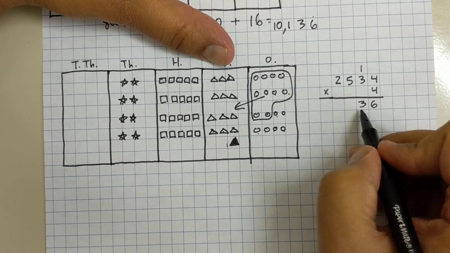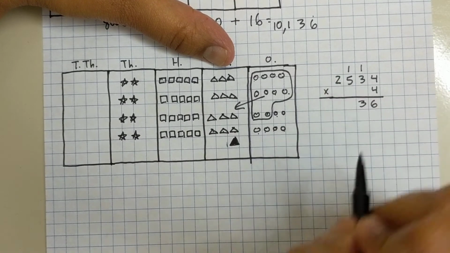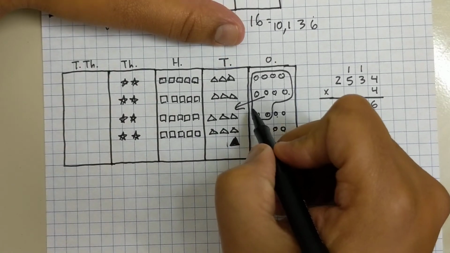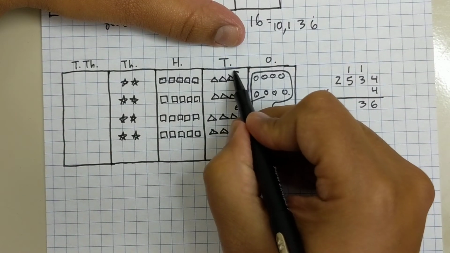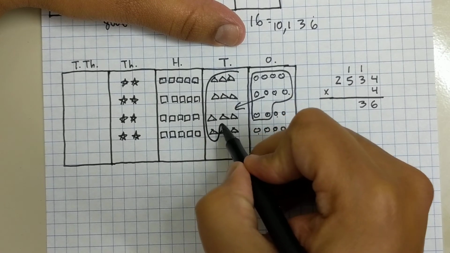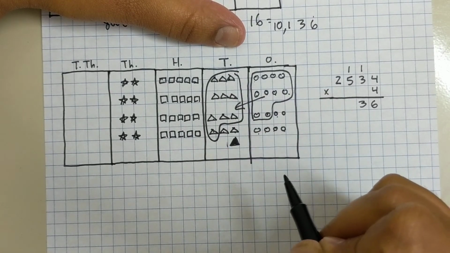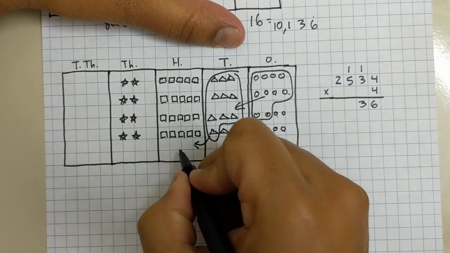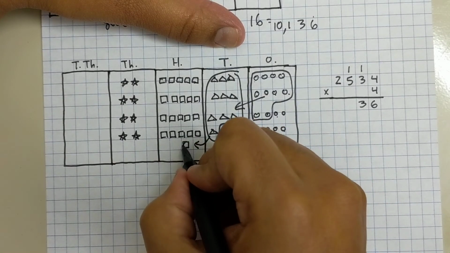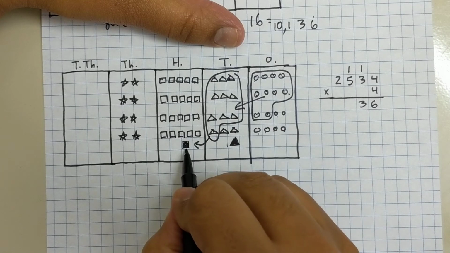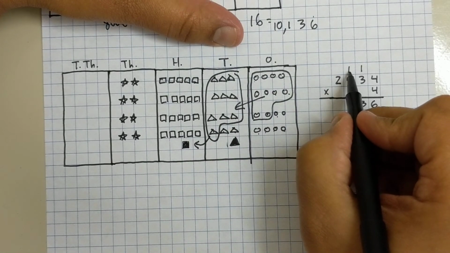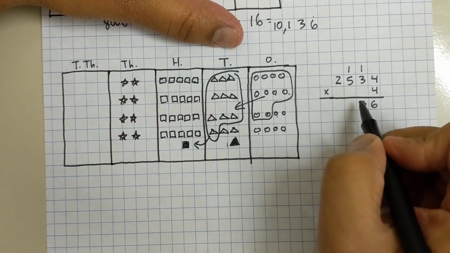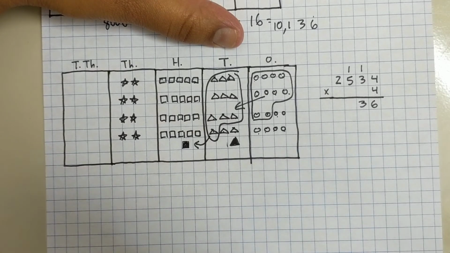The 10 that I took away gets regrouped over here for a new 100. And the way it's going to look over here is I'm going to take 10 of my 10s, and I'm going to trade them in to get one new 100. This new 100 that I just made correlates to that one new 100 that I regrouped from having a 13 here.